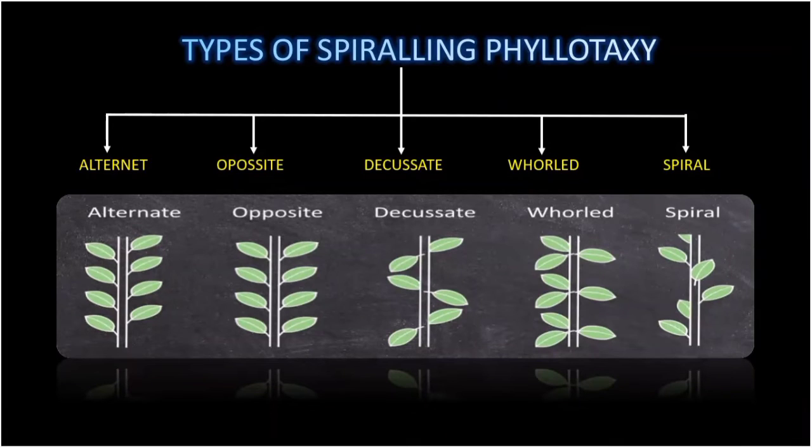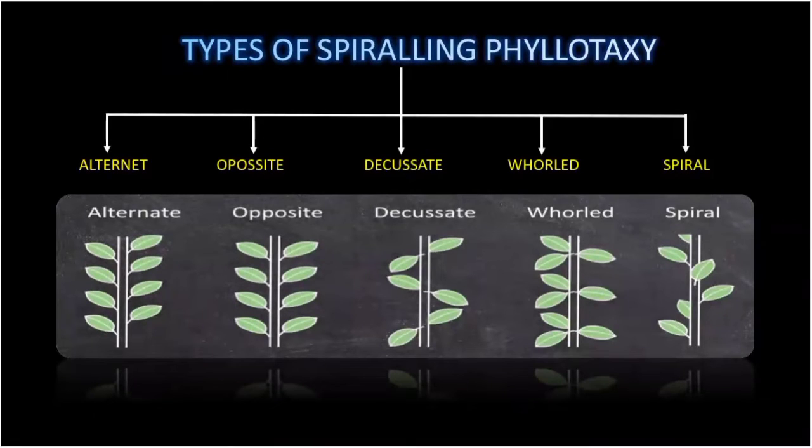Plants with opposite phyllotaxy have 2 leaves arising from the node in opposite directions. It is found in guava and jamun plants. Plants with whorl phyllotaxy have 3 or more leaves arising from the node. It is found in Alstonia. In decussate phyllotaxy, 2 successive pairs of leaves occur perpendicular to each other. It is found in Catharanthus roseus. Spiral phyllotaxy has a single leaf on each node.